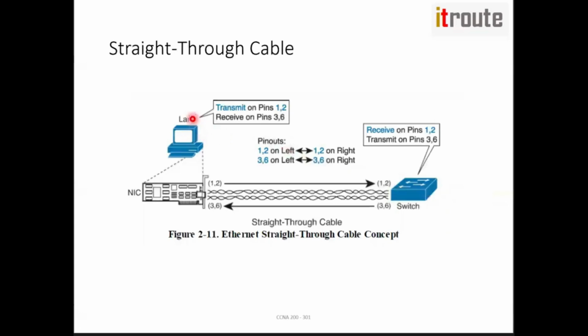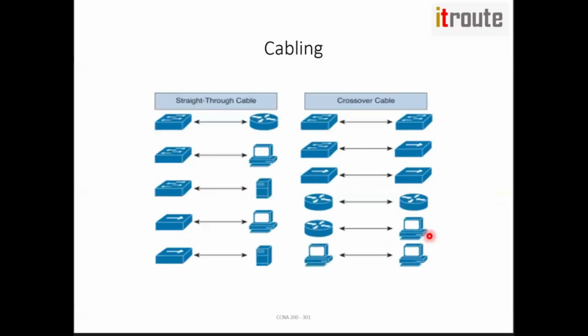In this way, when this PC wants to send some information to this switch, the PC will transmit via pin number 1 and 2, and the switch will receive that info, and then the switch will send back on 3 and 6. In this way, transmit and receive keep going on. Now for cabling, with straight through we have one sort of connectivity, and with crossover cable we have this kind of connectivity.